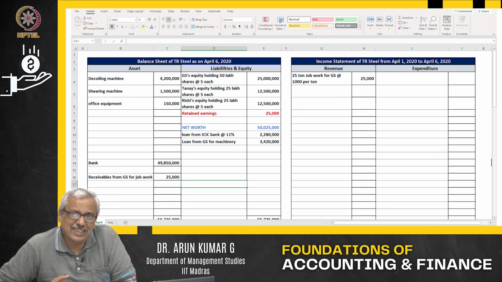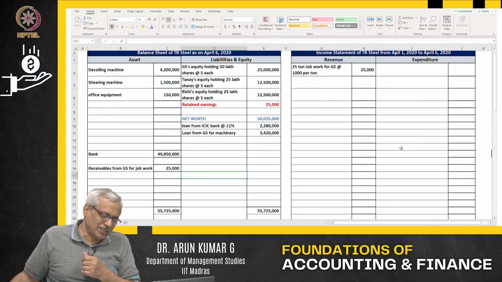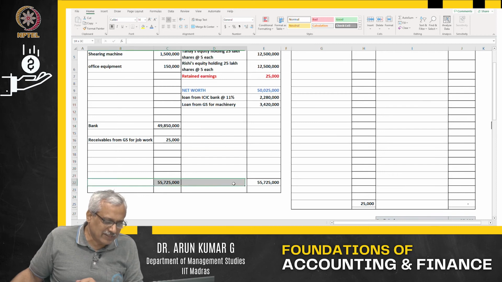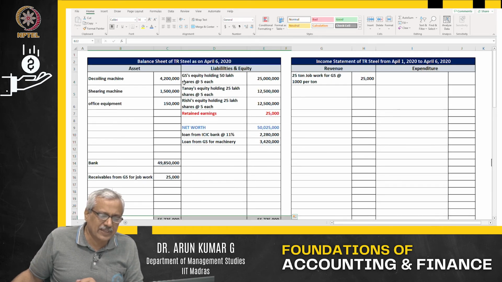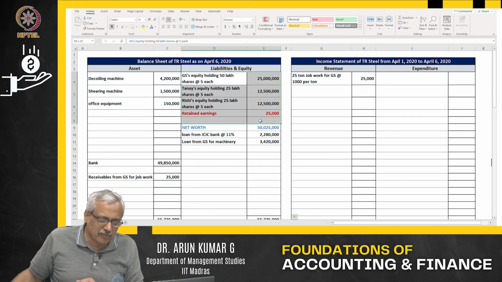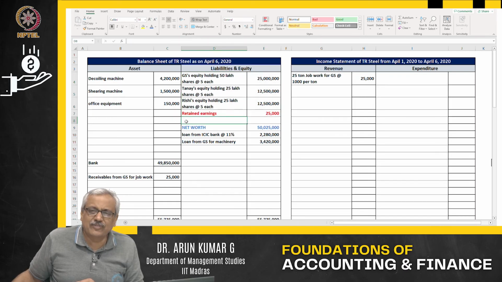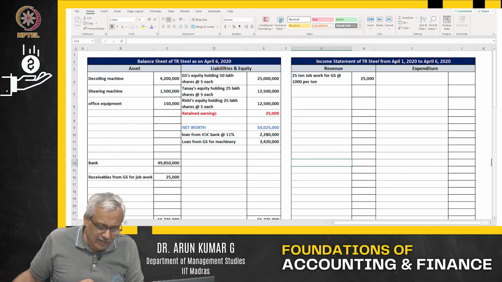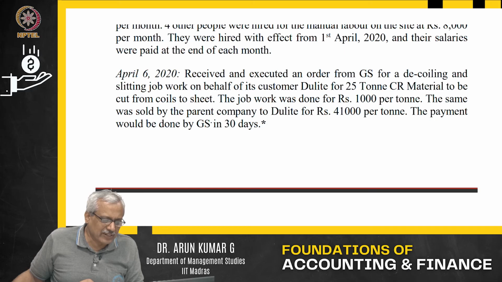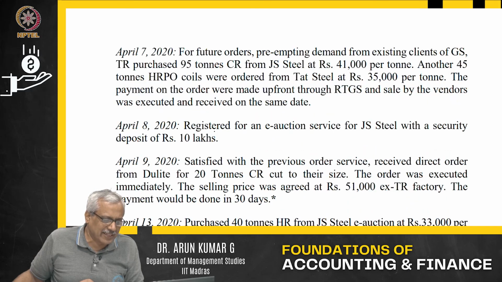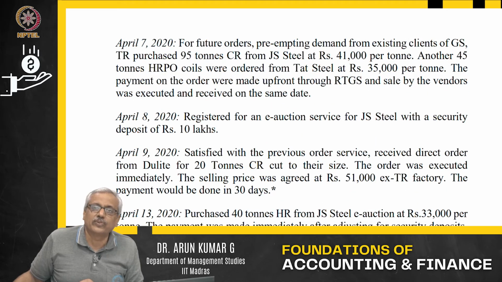Sir, supposing it was a loss, what would happen? Wait and watch. Supposing it was a loss, what happens? Wait and watch. Now, you see the balance sheet basically balances out there. Net worth is the sum total of all these. Sir, why have I left a column blank? We will leave it. We will worry about it a little later. Do not worry about it. Okay. So, till the 6th we have finished the transactions. Now, let us go to the 7th, 8th and 9th and so on.